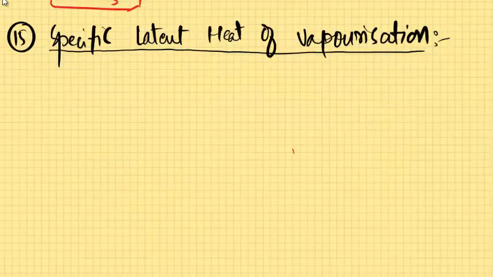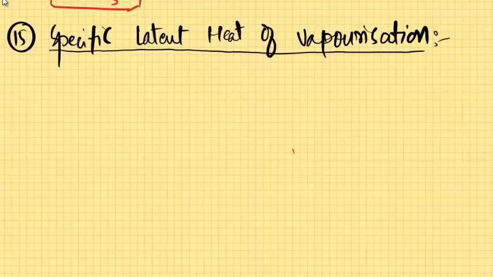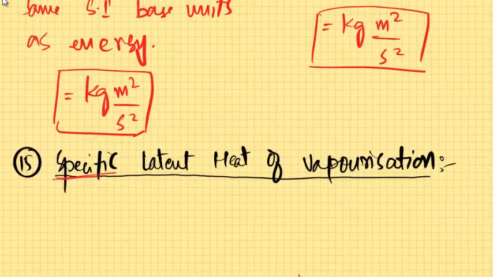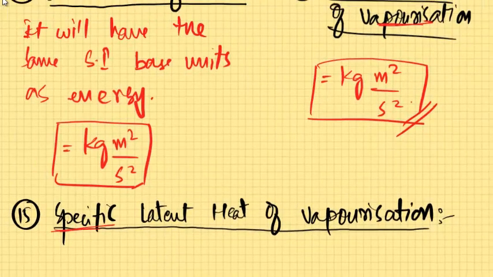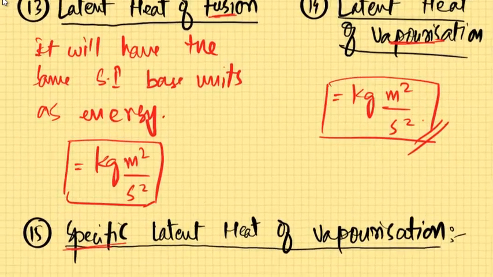Now the next example is a specific latent heat of vaporization. Now when you add the term specific to any of the physical quantity, the specific means nothing but divided by mass. That is, now we are measuring that quantity per unit mass, for 1 kilogram. So now if previously we saw that the latent heat of vaporization is kilogram meter square per second square, is energy.